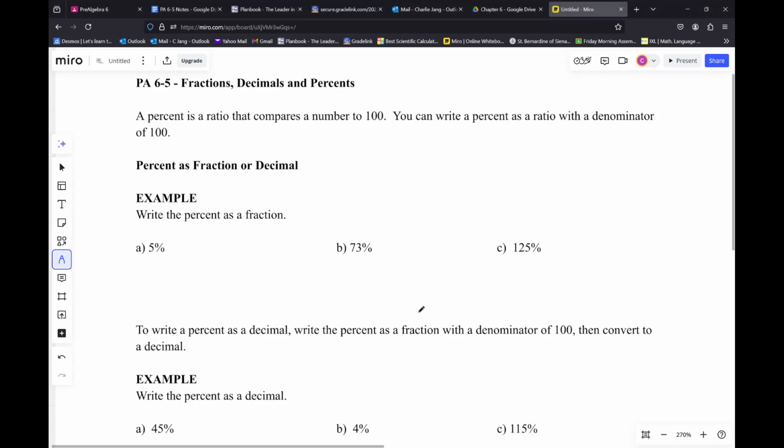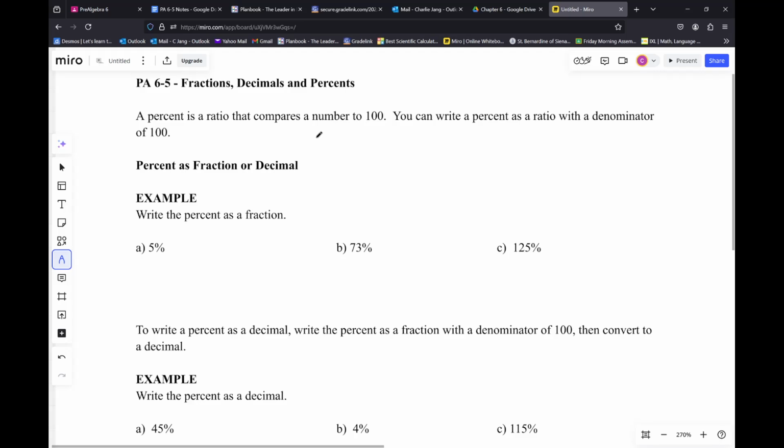Okay, everybody, this is 6-5 fractions, decimals, and percents. We're going to talk about converting from a fraction to a decimal and to a percent and back again between the three. The first thing we need to talk about is what is a percent. A percent is a ratio that compares a number to 100. You can write a percent as a ratio with a denominator of 100.